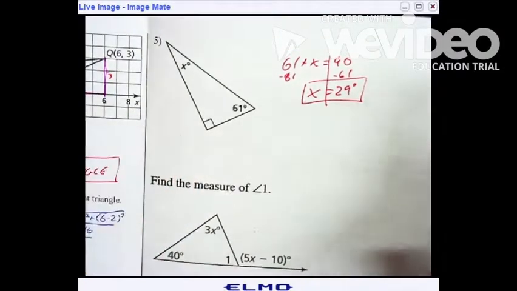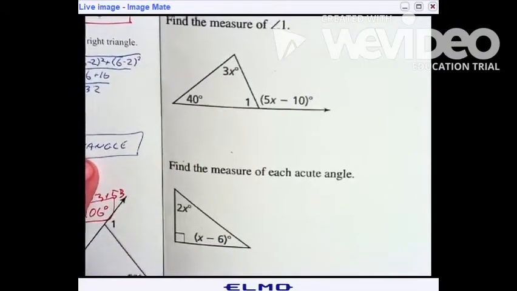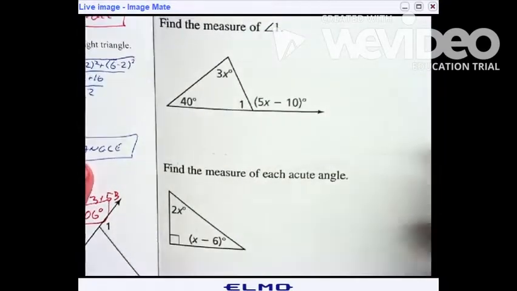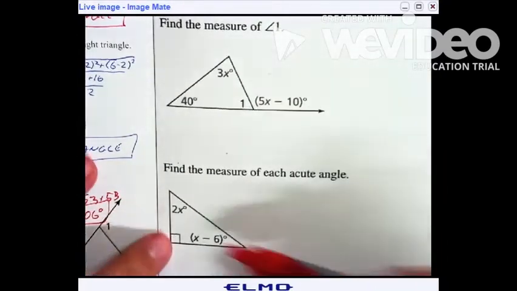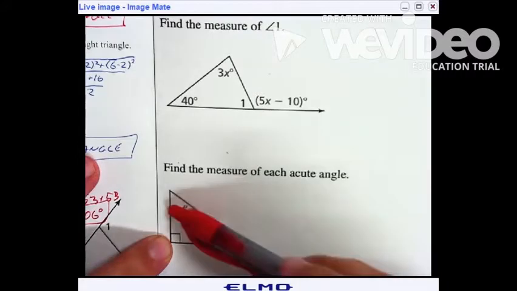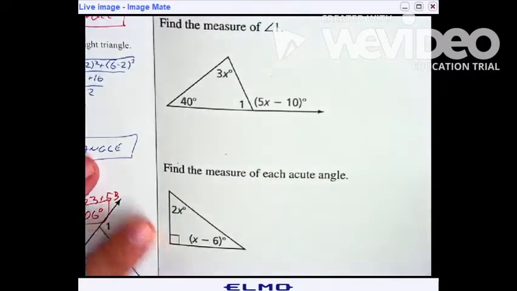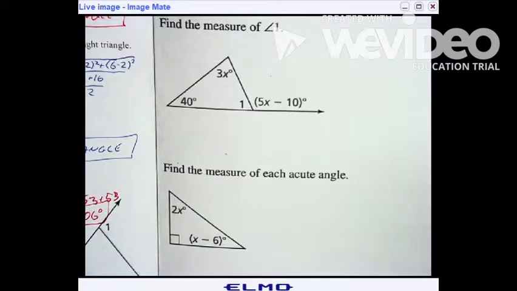So, not bad. Okay, what I would like for you to do, pause the video and work out these next two. Find the measure of angle 1 and then find the measure of each angle here. So pause the video, then come back and check your work. All right, you're back. Let's see how you did.